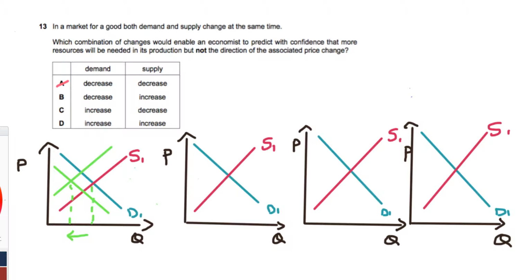Now let's look at option number B. In option B, we see that demand decreases and supply increases. So let's plot this. When the demand is decreasing, the demand goes leftwards, which is shown like this, and the supply is increasing, which means that the supply goes rightwards, like this.